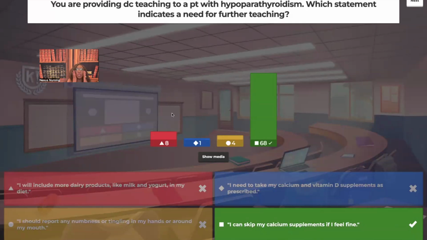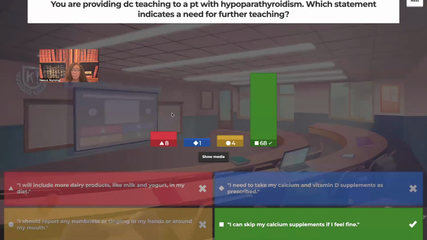Okay, so anyway, you're teaching a patient with hypoparathyroidism. Which one requires further teaching? Again, when the question asks you what requires further teaching, what you're really being asked is which one's the wrong answer, which one's the wrong thing to say. And I can skip my calcium supplements if I feel fine. It doesn't matter how you feel.